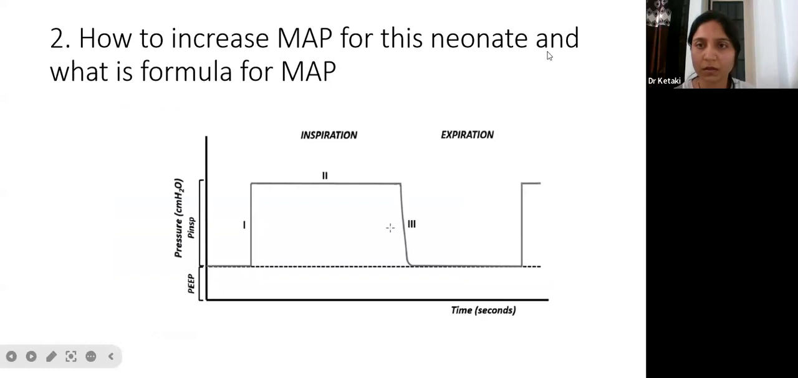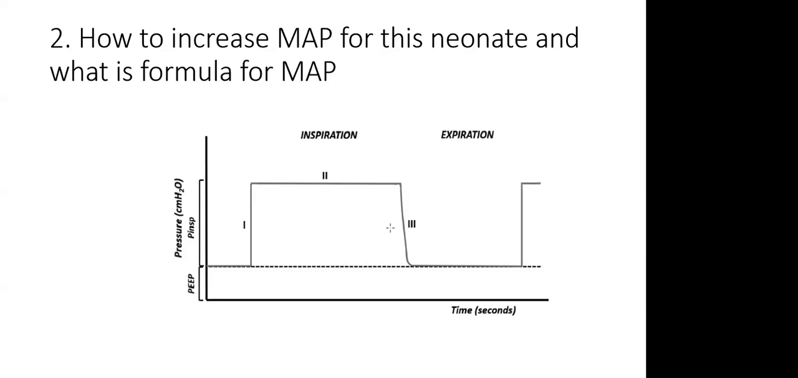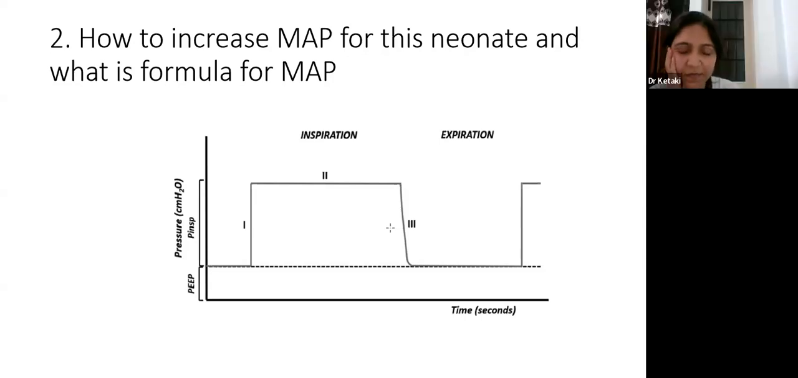Okay. So this is what the sir was trying to ask in the last one. What is this called? It is a scalar, not a graph. This is a scalar. So how to increase mean airway pressure in this given unit? And what is the formula for mean airway pressure? Some of them have written to increase PIP and increase TI. Okay, what else? And how do we calculate MAP?